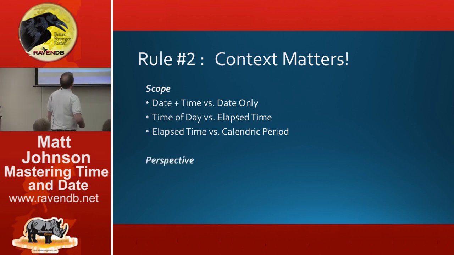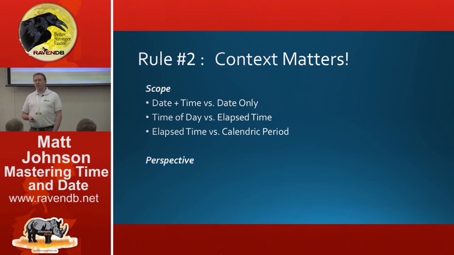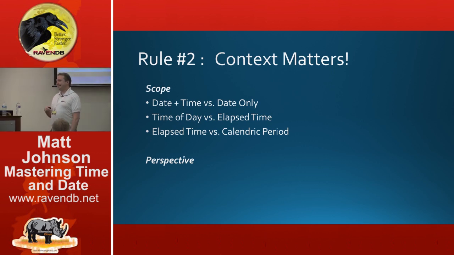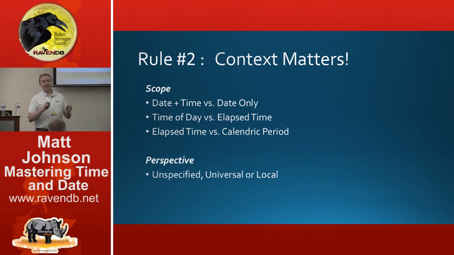Okay, second part of context is what I call perspective. The DateTime object calls this kind. There's a DateTimeKind enum, and there's a Kind property on a DateTime. It has 3 values: unspecified, universal, or local. Actually, they say UTC. They're really talking about a universal perspective, which could be measured in UTC, but that's more technical than I want to get into right now. These are important.